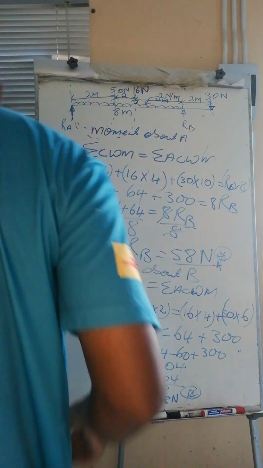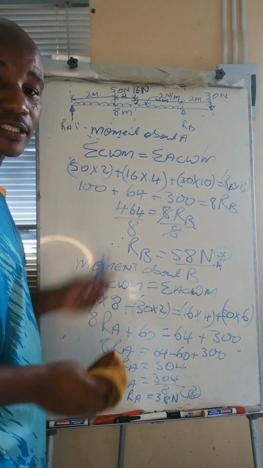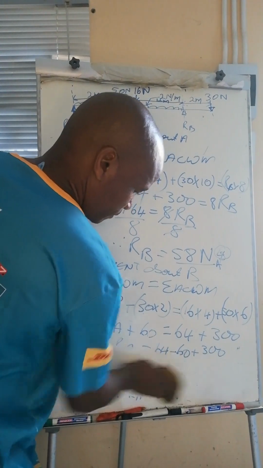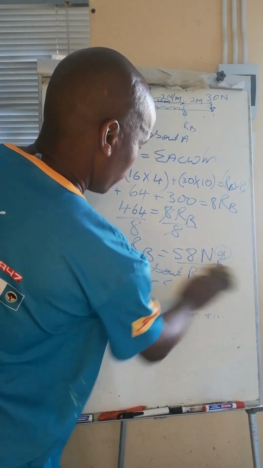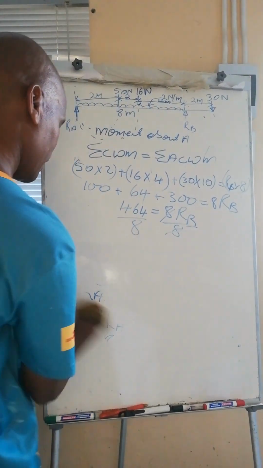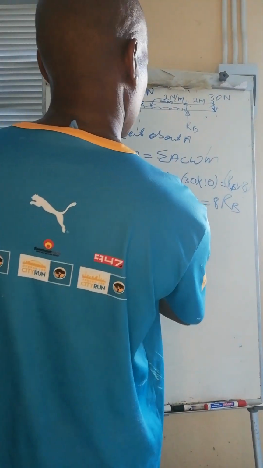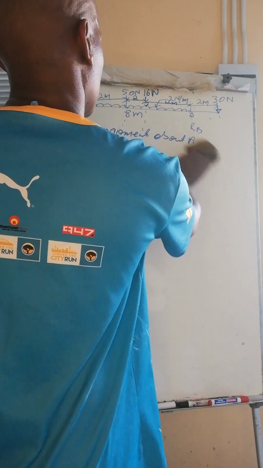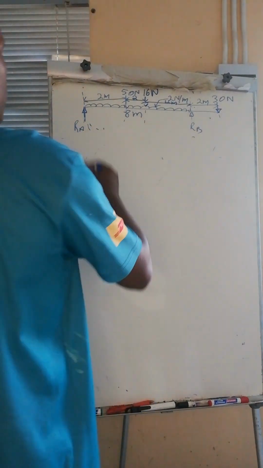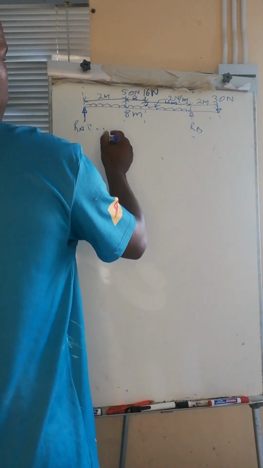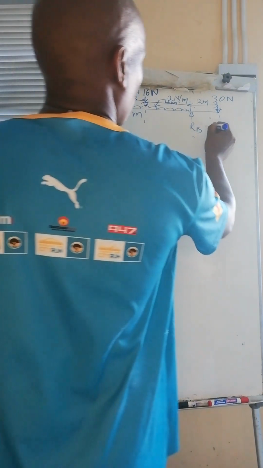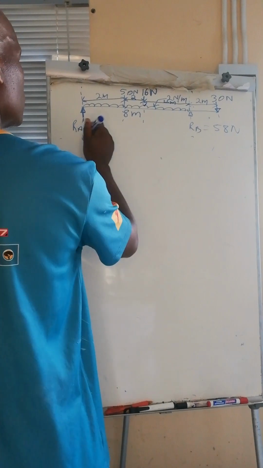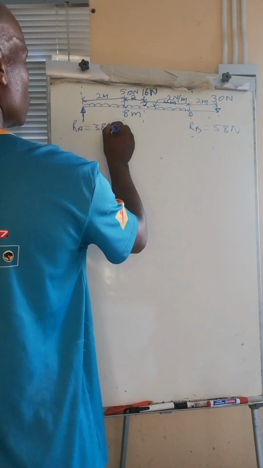So let's say you've got 8. I'm going to erase this and hope you have jotted it down. It's 58 and 38. The reaction is 58 Newton, and here it's 38 Newton.